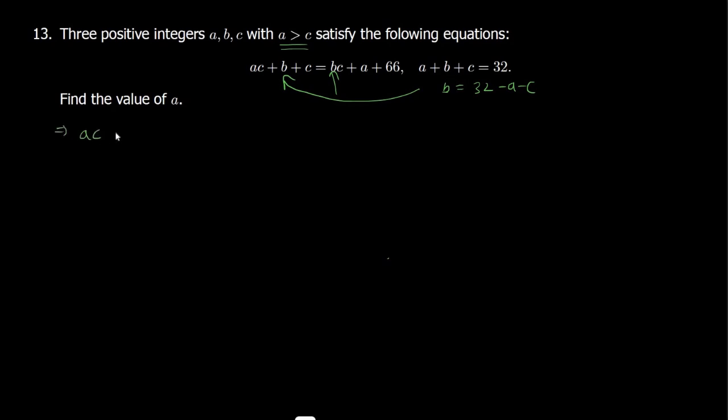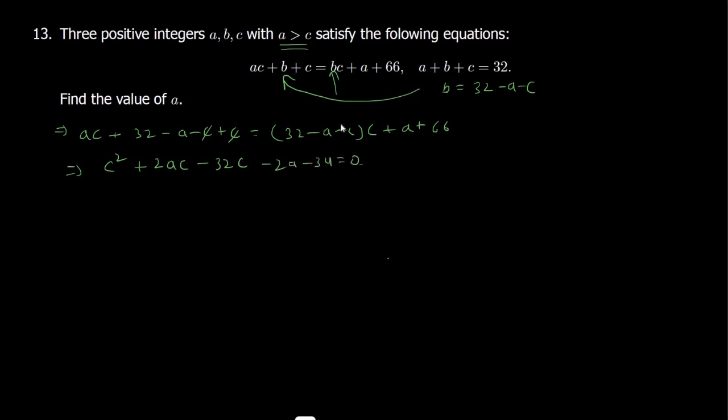So my equation will become AC plus (32 minus A minus C) plus C equals (32 minus A minus C) times (C plus A) plus 66. C and minus C get cancelled. If I bring all of the terms to the left hand side, it becomes a quadratic equation in C. That quadratic equation in C will be C squared plus 2AC minus 32C minus 2A minus 34 equals 0.